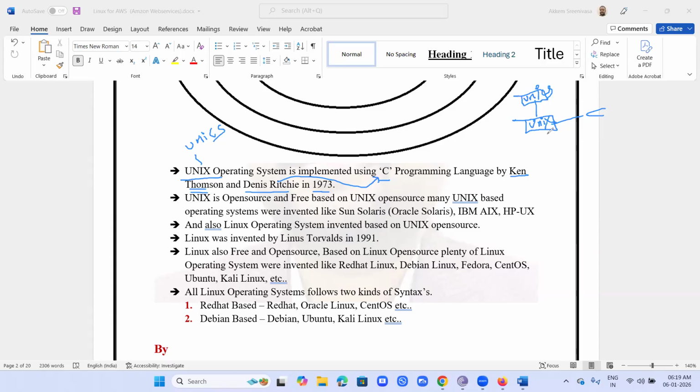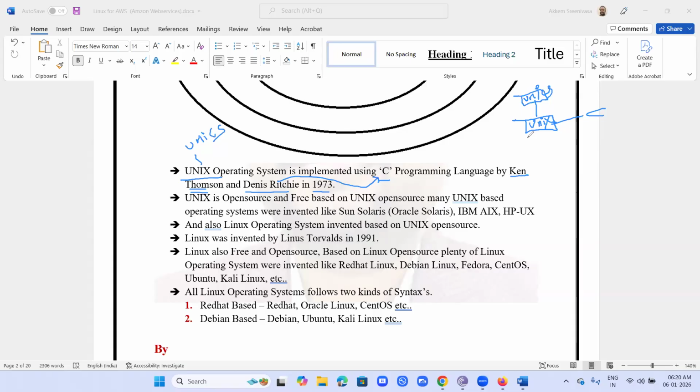This Unix operating system was developed by two people. One is Ken Thompson, who already developed UNICS. Another person is Dennis, who developed a programming language called C, and they both combinedly developed Unix using the C programming language. Here they made this Unix operating system a free and open source tool.